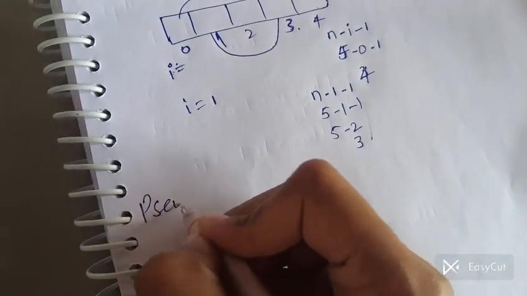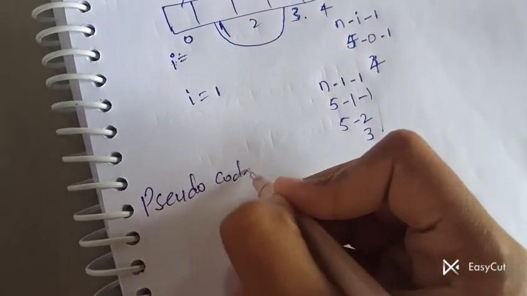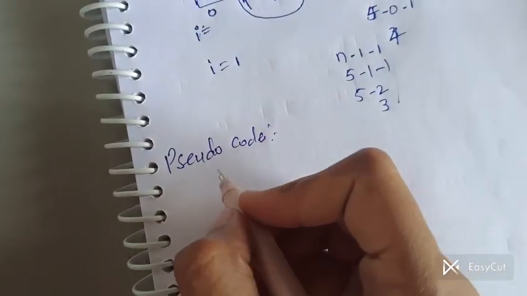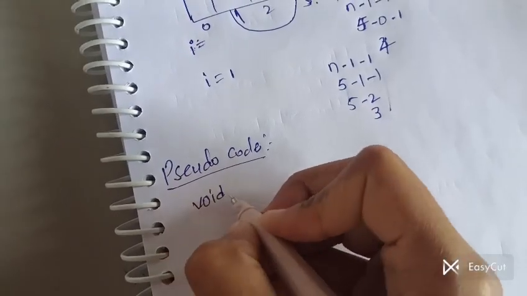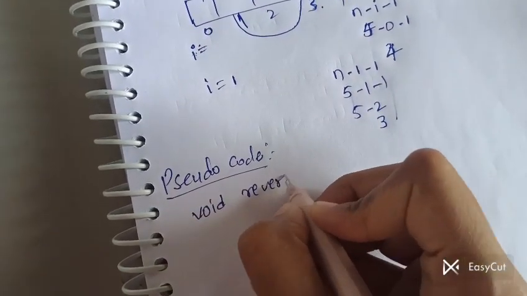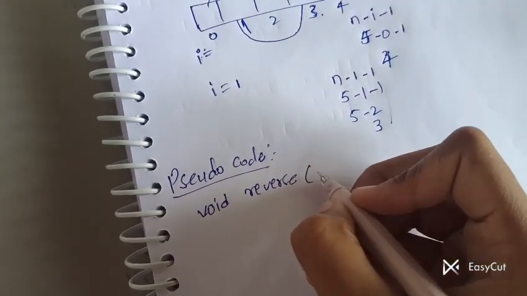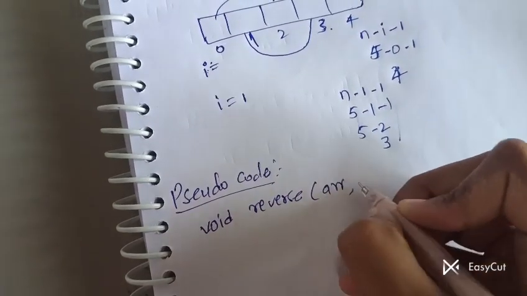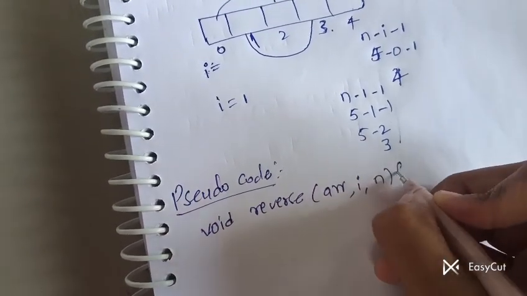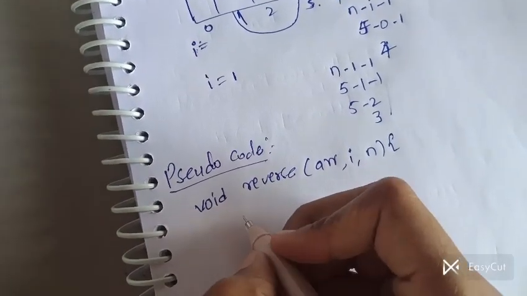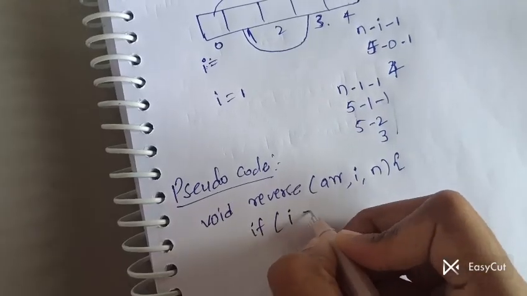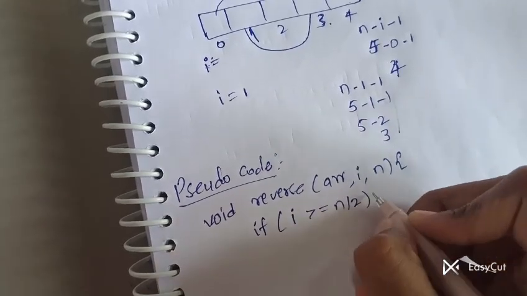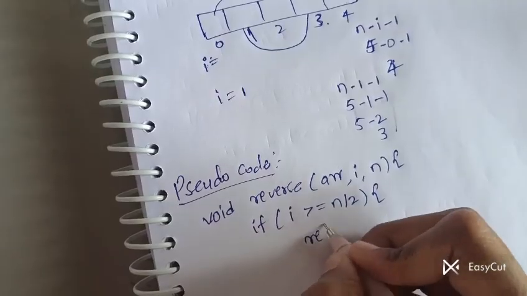So now let's write the pseudocode for this. Initially we are going to define the function void reverse, where we are going to give the parameters such as array, I value and n. Next we are going to write the base condition. The base condition will be what? If I is greater than or equal to n by 2, then we have to return back.